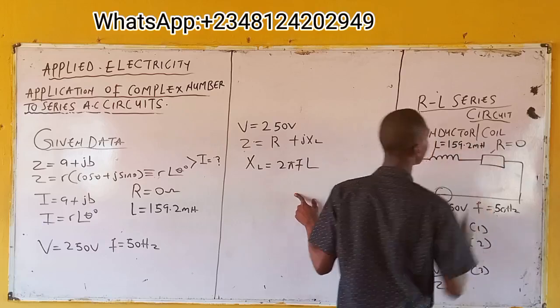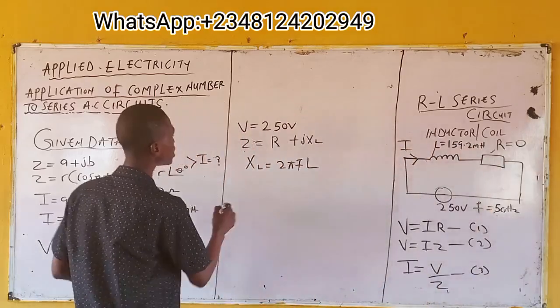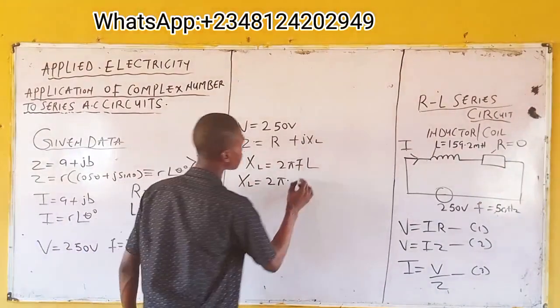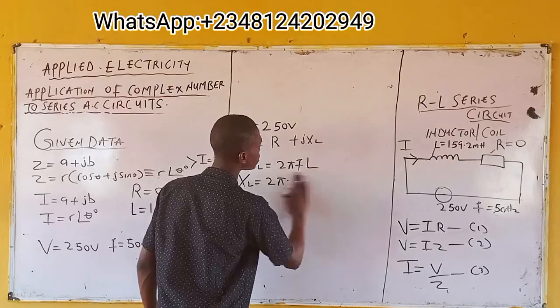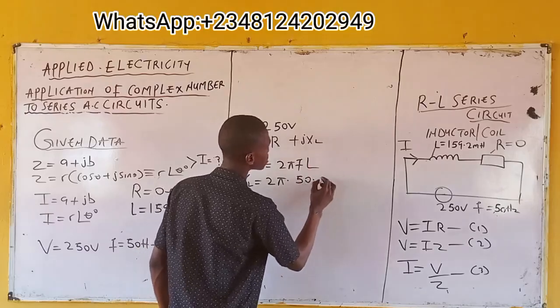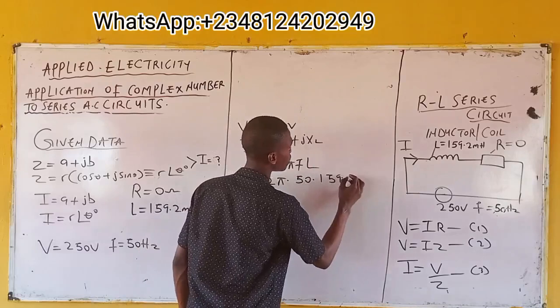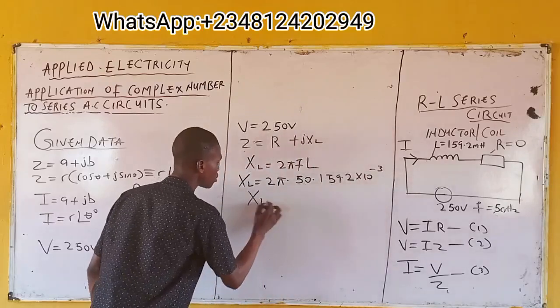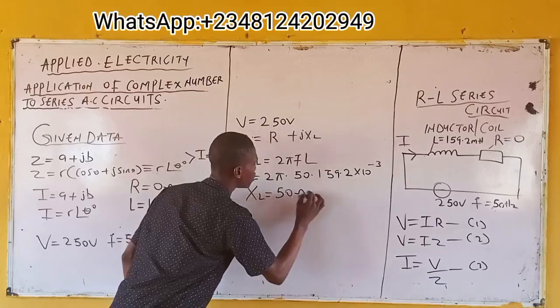159.2 millihenry. Any question on that? Now let's substitute. XL becomes what? 2 pi, substitute the value of your frequency, 50, and substitute the value of your L, which is 159.2 times 10 raised to the power minus 3. You put this in your calculator. What's the answer? This is 50 ohms.